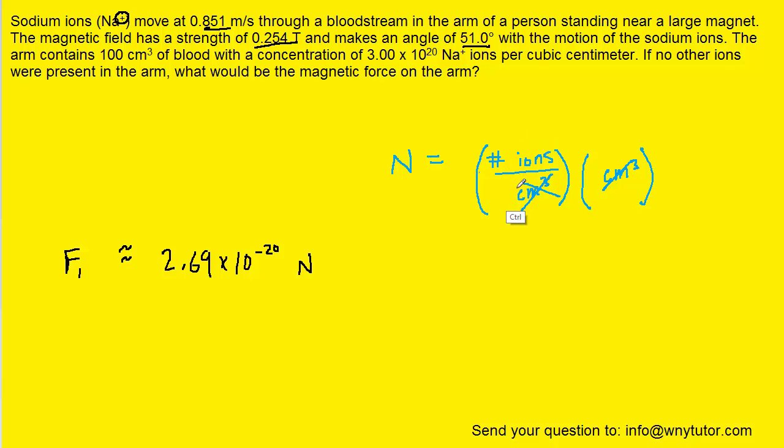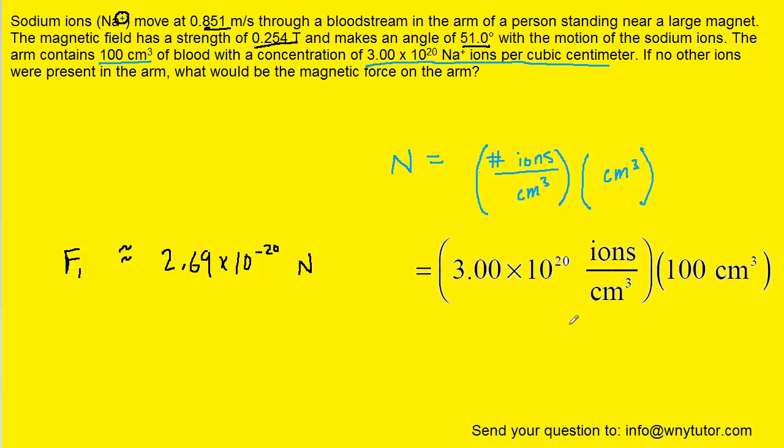Now the number of ions per centimeter cubed was given to us directly in the question. And then the number of centimeters cubed, or the volume, if you will, was also given to us in the question. So we're just going to multiply those two values, and that will tell us the total number of ions. And so when we multiply those two numbers, we get 3 times 10 to the 22 ions.